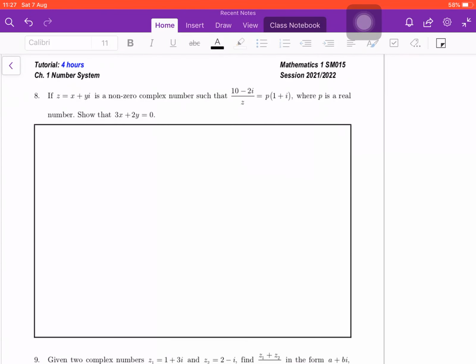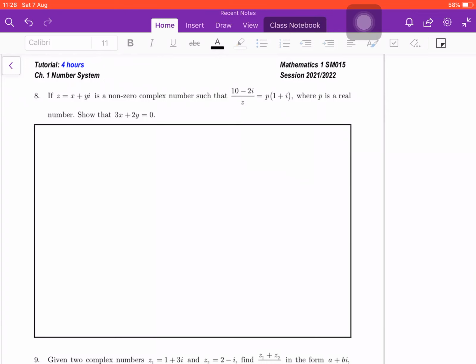If Z equal to X plus YI. Nampak dekat sini dia dah bagi in general form. So, you tak perlu nak let kepada A plus BI lah, sebab soalan ni dah siap-siap let untuk awak. It's a non-zero complex number such that 10 minus 2i over Z is equal to P times 1 plus i, where P is a real number. Show that 3x plus 2y equal to 0.